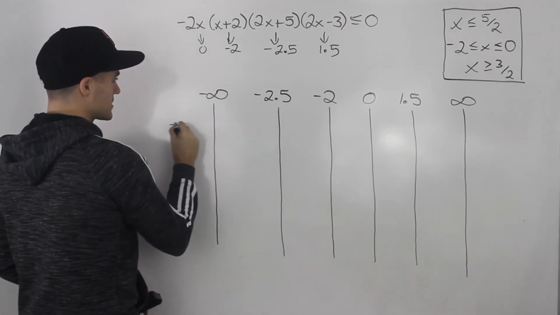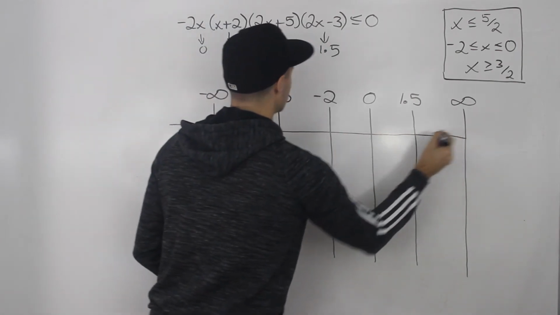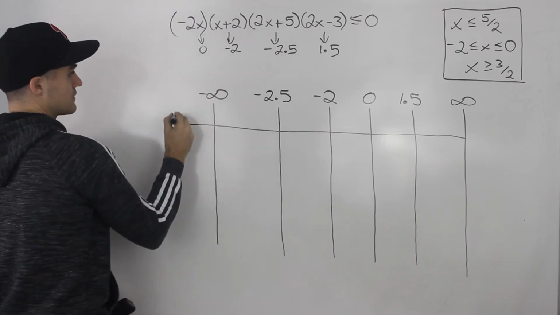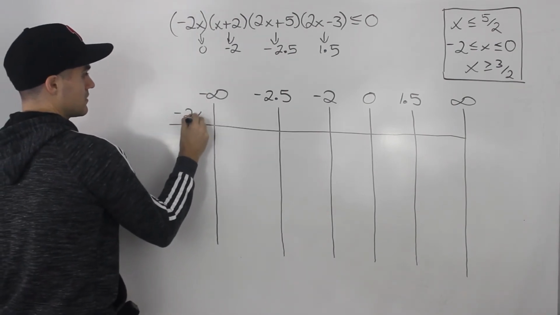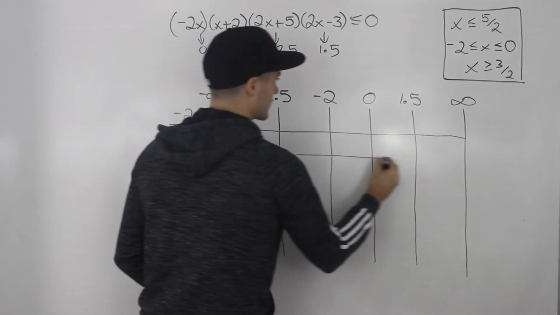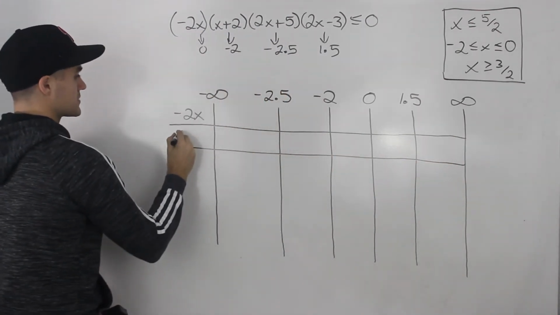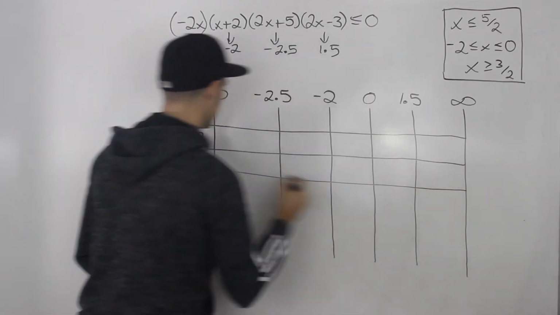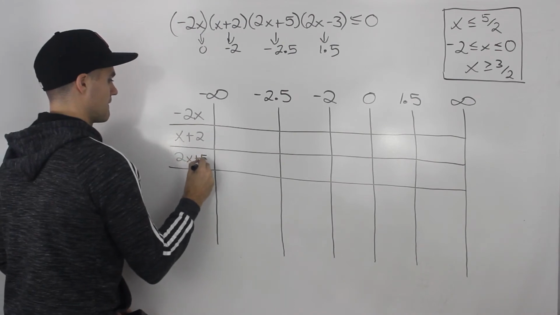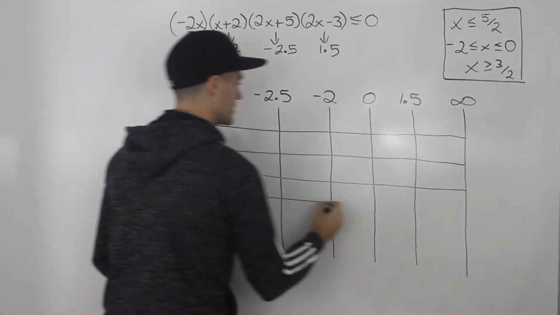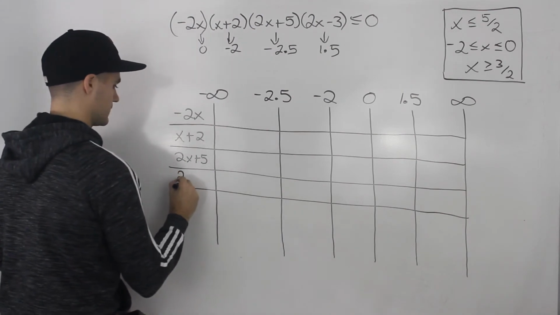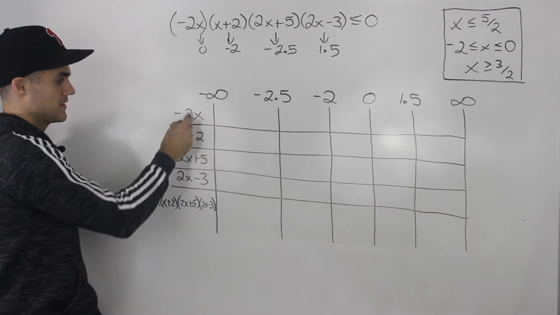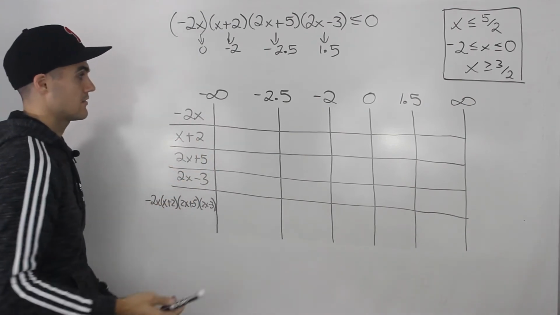And then you want to draw these columns under each of those. And then we're going to have to make some rows. And the rows are going to depend on the factors. So the first factor is going to be this negative 2x. So let's put that up here. Next factor is going to be what? X plus 2. And then we'll have 2x plus 5. And then we'll have 2x minus 3. And then the last row is just going to be basically the polynomial, basically all of these multiplied together.